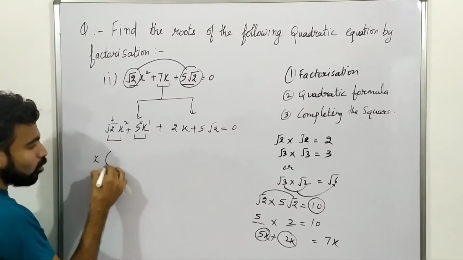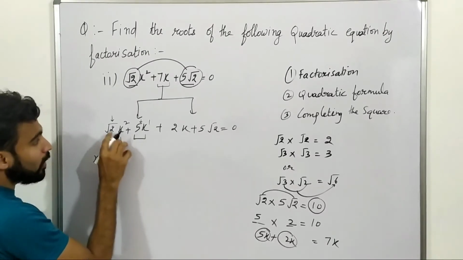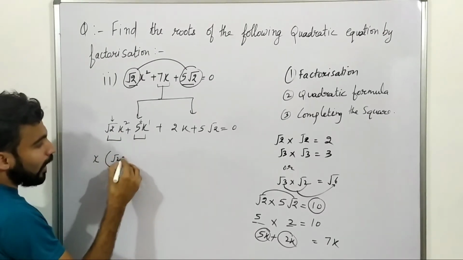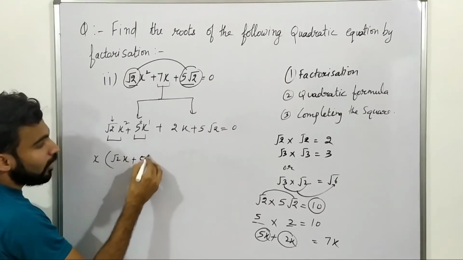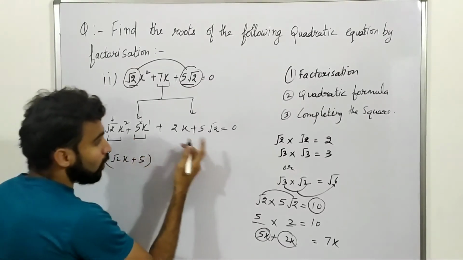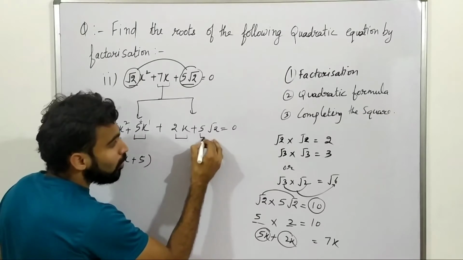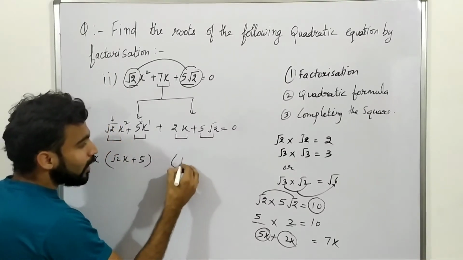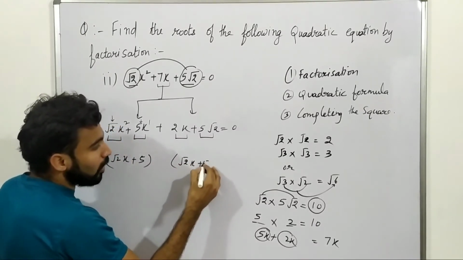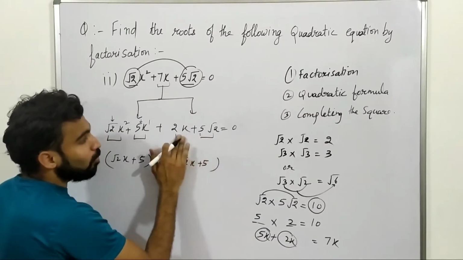So if I just take x common from both the terms, the remaining will be this root 2 and 1x, then plus 5, as this x is already outside. Further, you have to again take something common from the next two terms, so the remaining is again root 2x plus 5. So what should I take common from these two terms here?